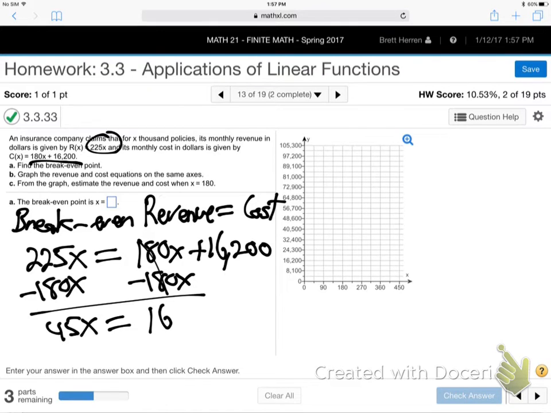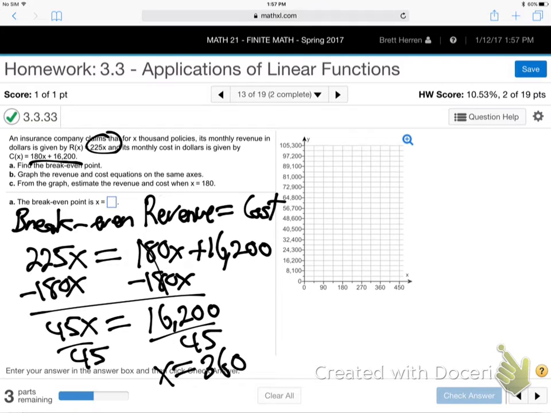45x is 16,200. And then how do we finish solving for x? Yeah, just divide by the 45. Somebody have a calculator? 360? Okay, good, thank you. 360.